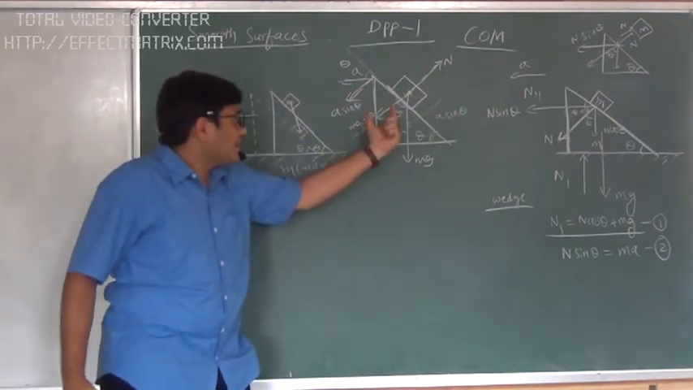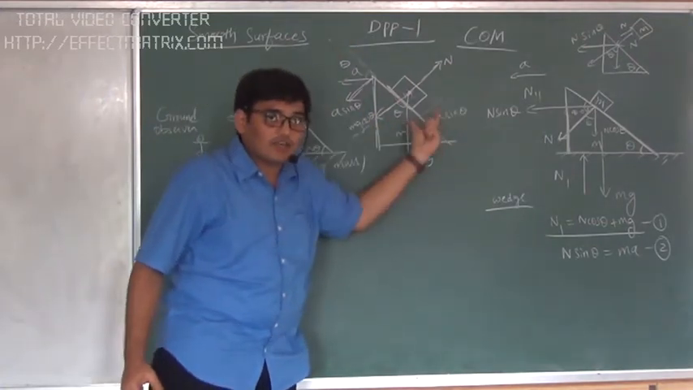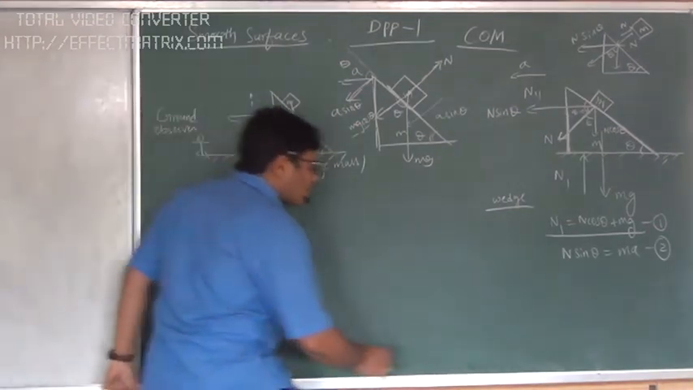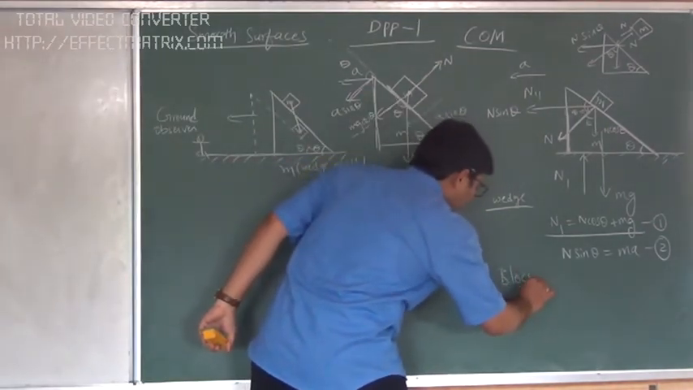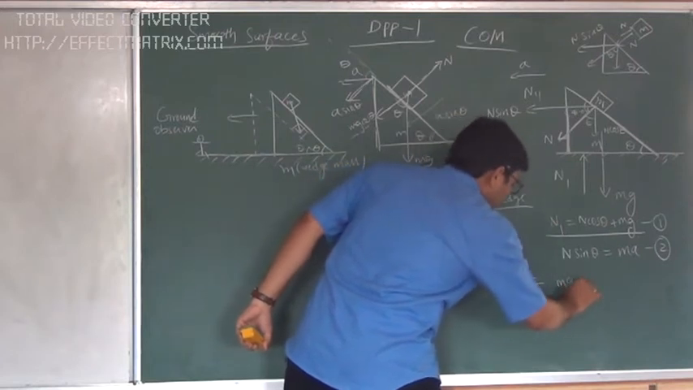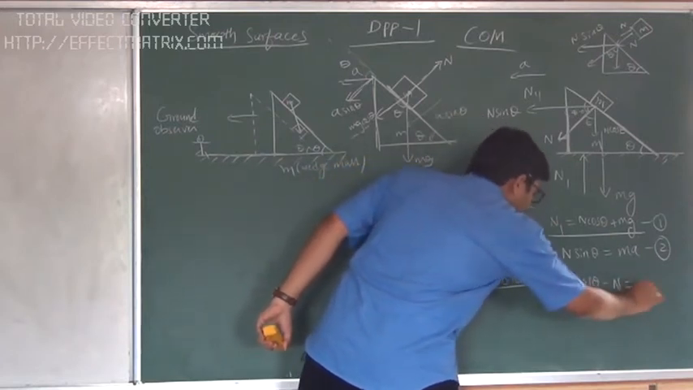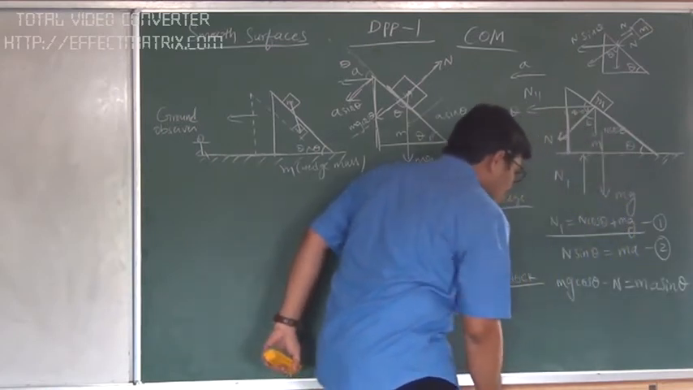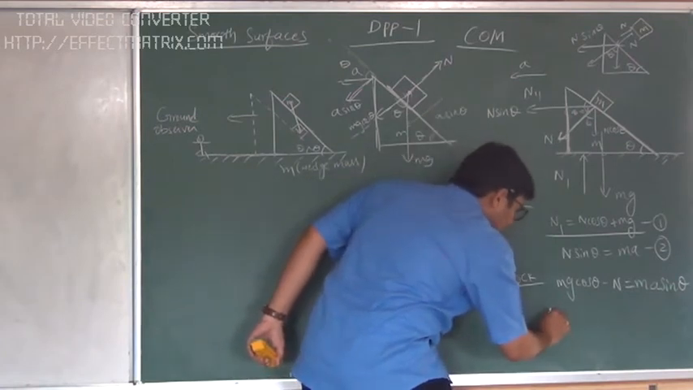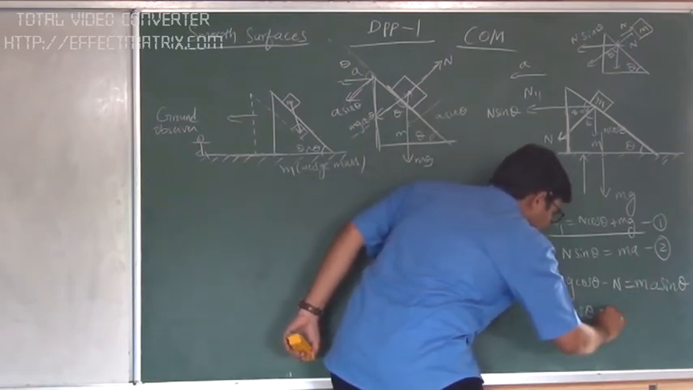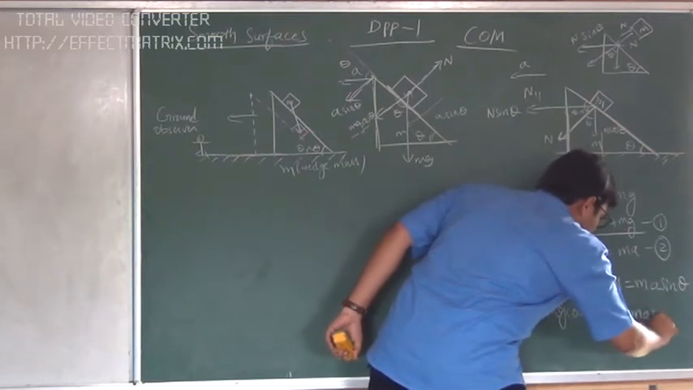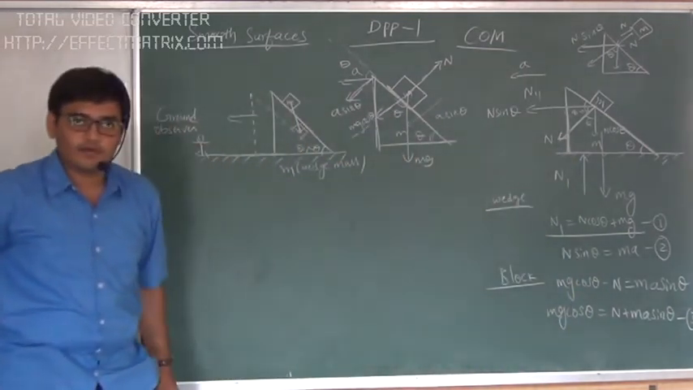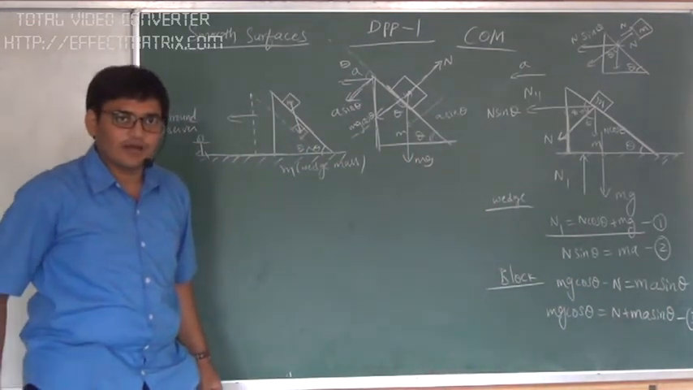So what will he write? mg cos theta minus N is equal to m times A sin theta. So what will you write about the block? mg cos theta minus N is equal to m into A sin theta. So you will get one relation here: mg cos theta is equal to N plus mA sin theta. This is equation number 3. Is it clear or not? The issue is so simple, no?